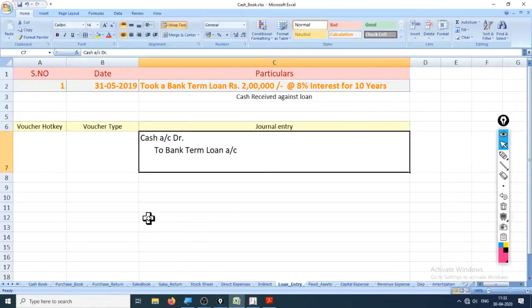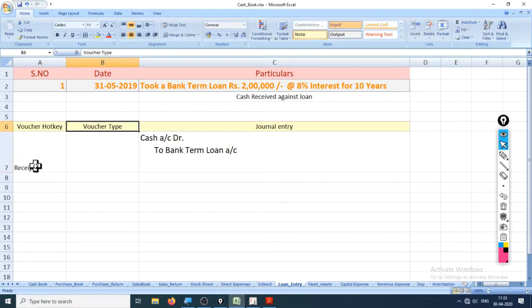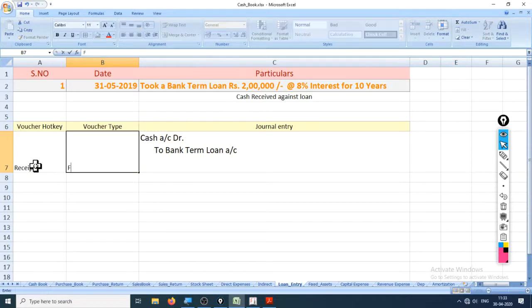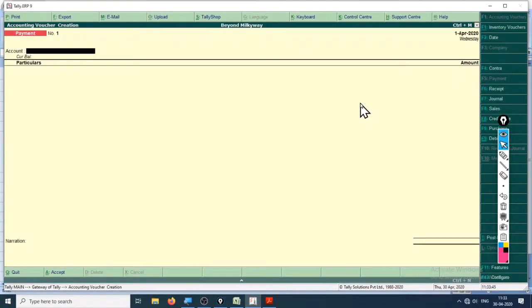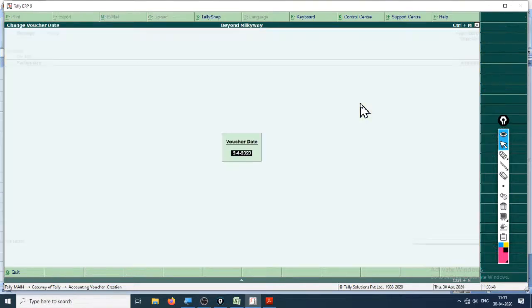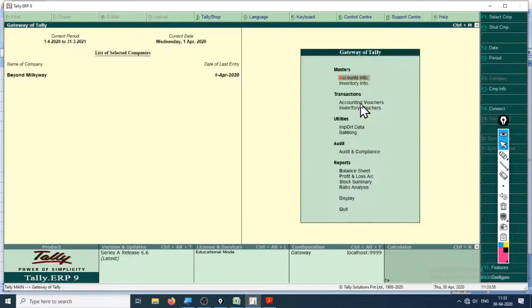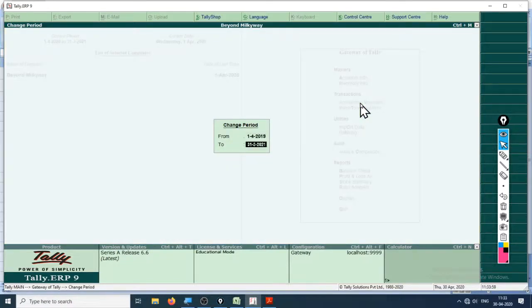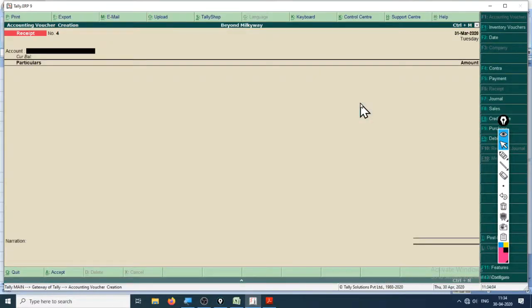Okay, so going back to Excel again, as this is a receipt entry, it was F6 maybe, I'm not really sure. Let's open Tally and look at it. Go to voucher, yes, F6 for receipt. Date is 31/5/19. Okay, exit, change the period from 1/4/19 to 31/3/20. Then only Tally will let us work in that period.